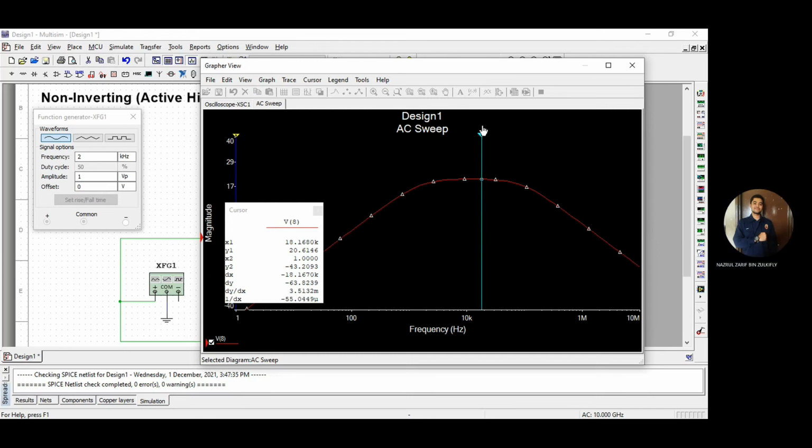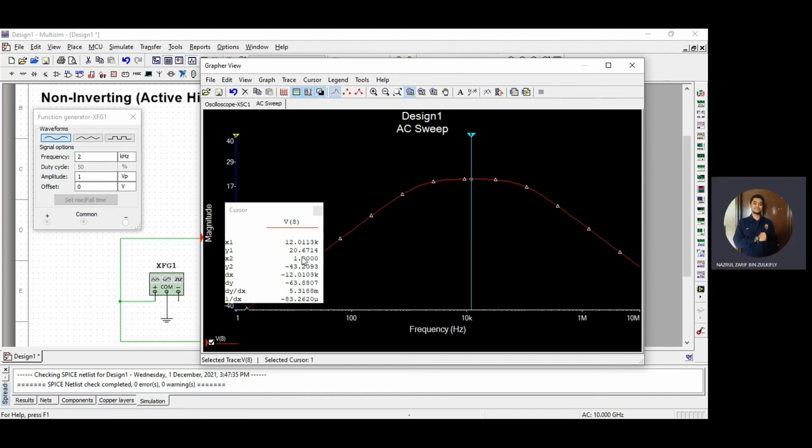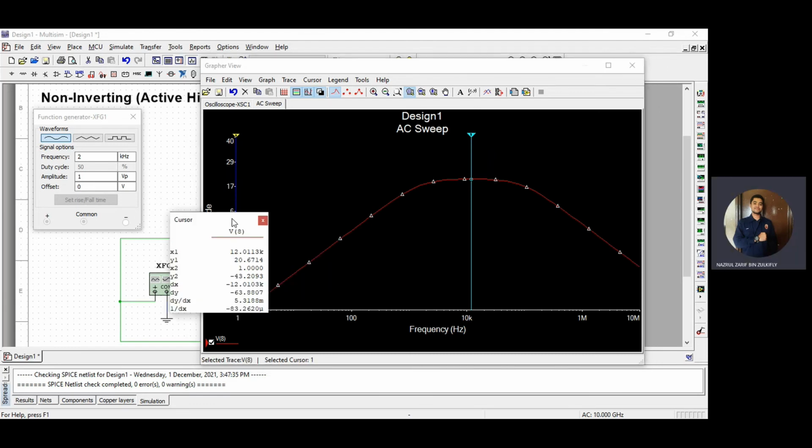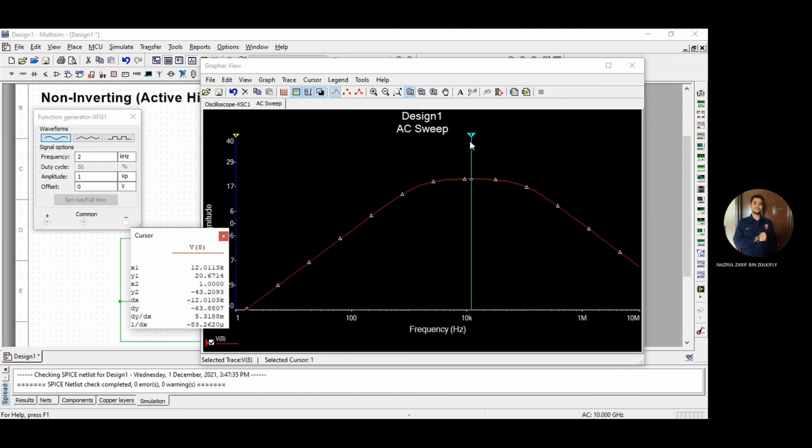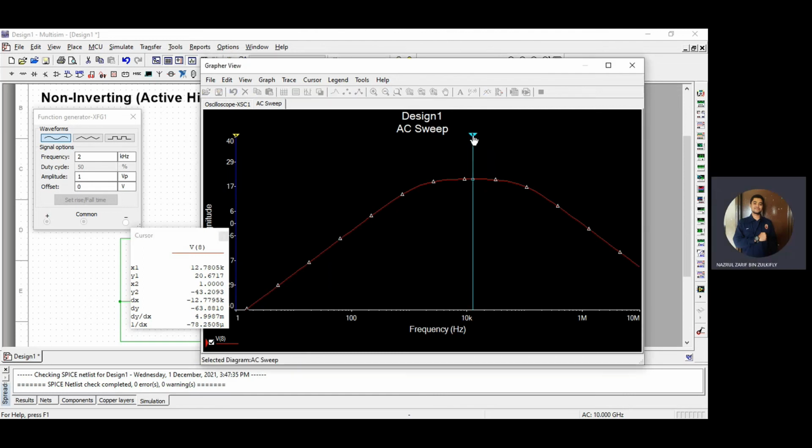So this is the maximum value it can go. The closest one will be 20.67 decibel, which is at 12.01 kilohertz. Okay, so that is the maximum gain, which is 11.